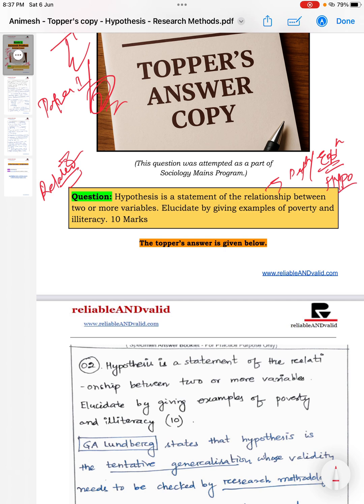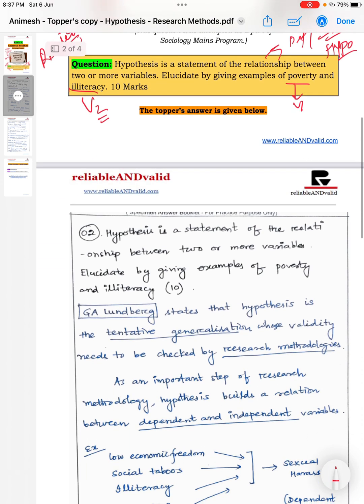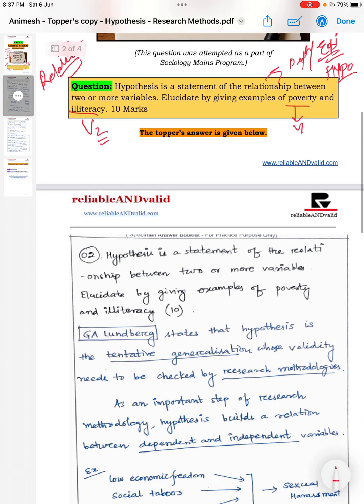Now, in this context, the question is given: elucidate by giving examples of poverty and illiteracy. So it talks about two variables, right? Here you have variable 1, poverty, and variable 2, illiteracy. So you have to explain the concept of hypothesis using these two variables. I hope you get the point.